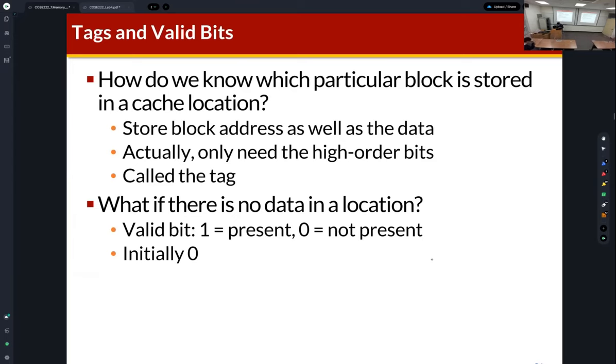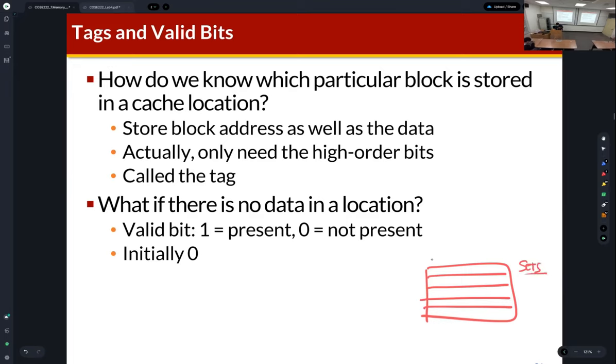So cache looks like this. So actually the data is stored. So there are multiple sets. Then in this example, in the direct map cache, only one block is stored per set. Okay. And then each set is identified by the set index. And then also, in order to identify different data stored in the target set, the cache also needs to store tags. Okay.